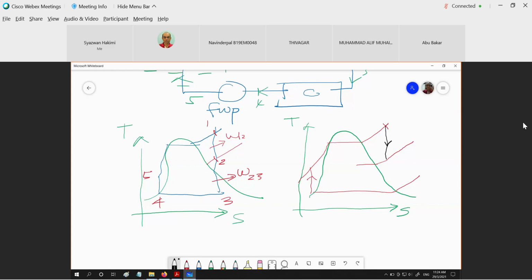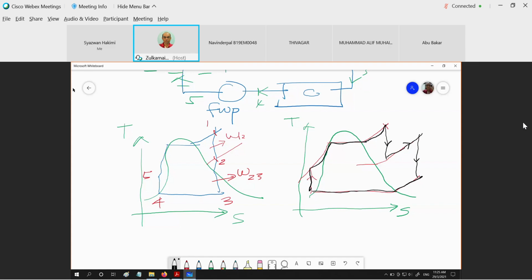Okay. After that, what are we going to do? We are going to reheat the steam outlet from the high pressure turbine. Then only we are going to expand it to the second turbine, which is the low pressure turbine. You see, when we do this, we get more work output. Right? And then the process continues in the condenser, in the feed water pump, and in the boiler superheater.